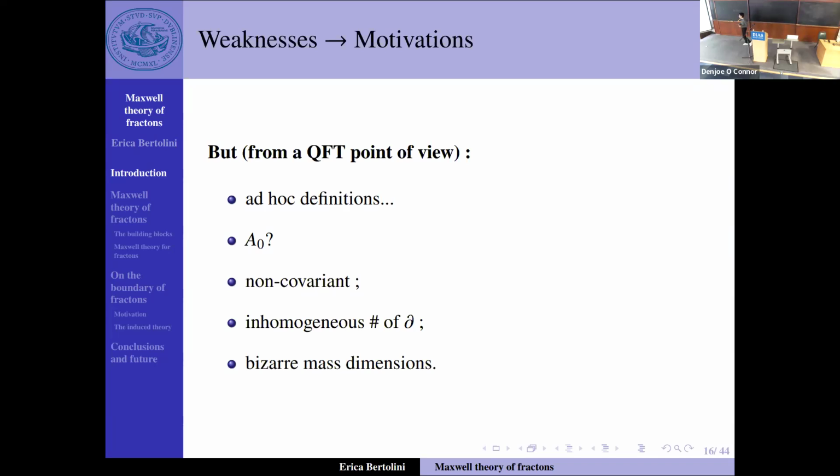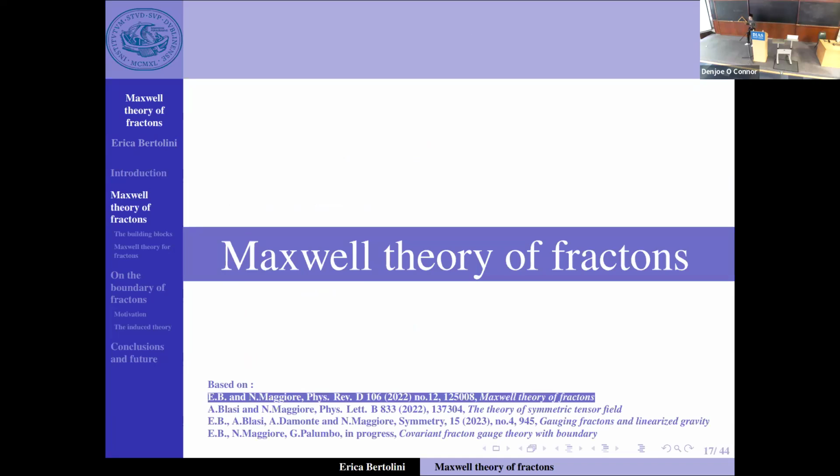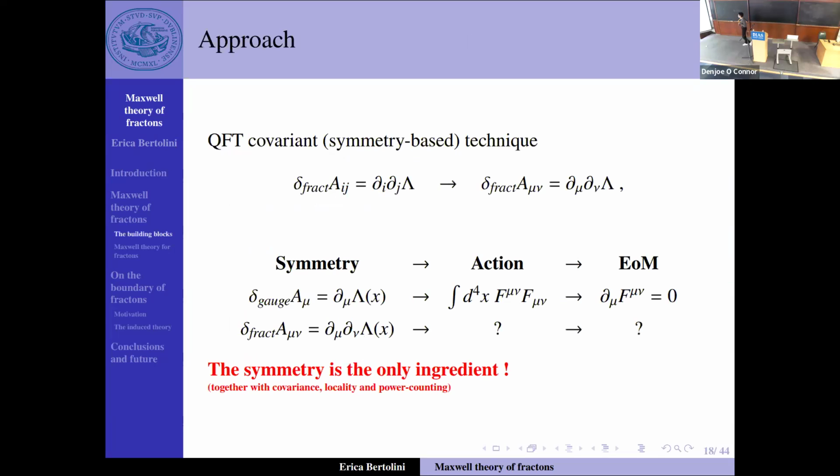This would be recovered in 6 dimensions, which is quite recurrent in fractonic models. So 6 dimensions seems to be quite interesting, which we will see for some reason. For this reason, I started working on a Maxwell theory for fractons from a quantum field theory and covariant approach based on the symmetry.